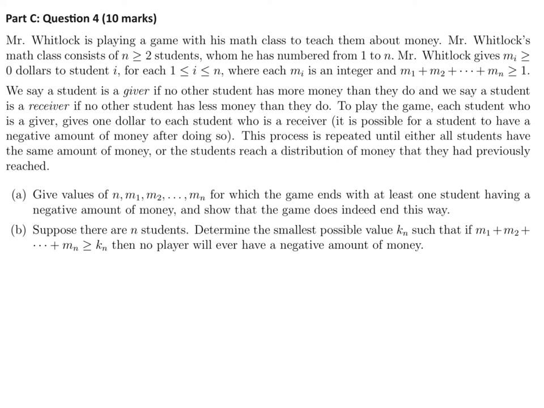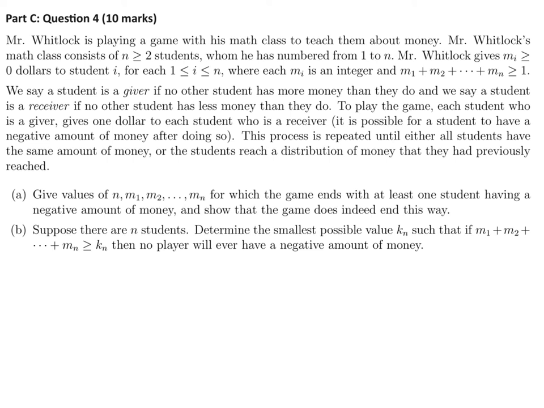Mr. Whitlock is playing a game with his math class to teach them about money. Mr. Whitlock's math class consists of n greater than 2 students, whom he has numbered 1 through n. Mr. Whitlock gives mi greater than or equal to $0 to student i, with i between 1 and n inclusive, where mi is an integer and m1 plus m2 dot dot dot to mn is greater than 1. We say a student is a giver if no other student has more money than they do, and we say a student is a receiver if no other student has less money than they do.